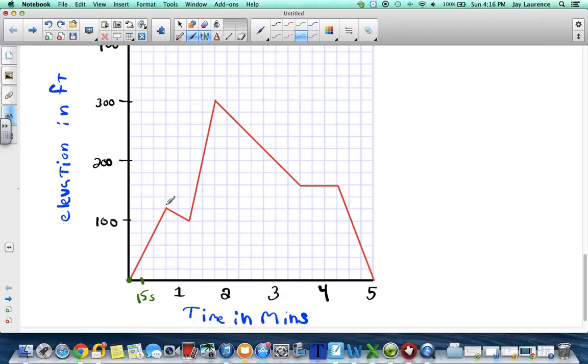So in 45 seconds, this helicopter has climbed to a height of, oh, let's see, that's 100. How many did I take to get there? 1, 2, 3, 4, 5. So each one must be 20. 100 divided by 5 is 20. So it gets to 120 feet.